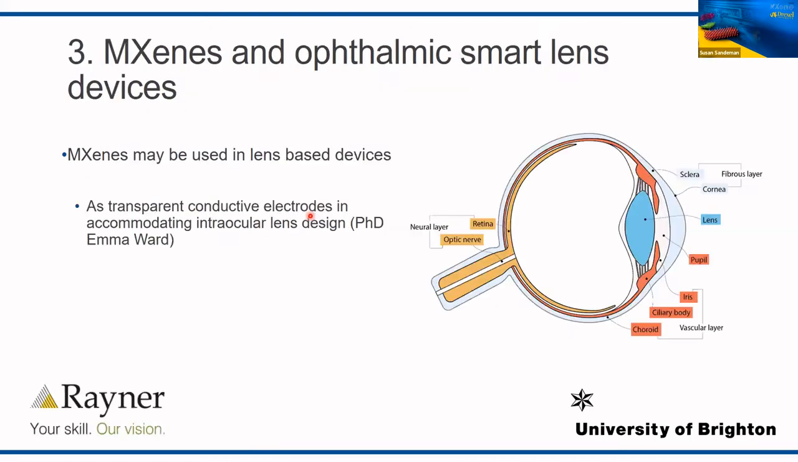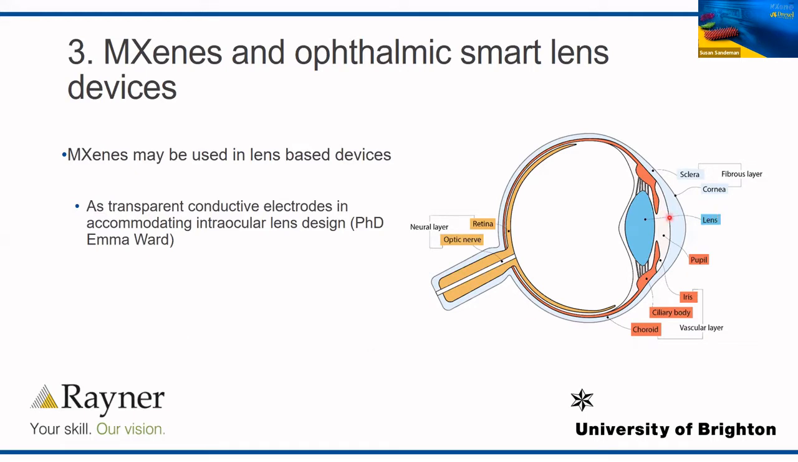chronic conditions. So finally, and as I draw to a close, I just want to touch on MXenes and smart lens devices. So we talked about MXenes and targeting particularly life-threatening infection, but there are other applications for MXenes and targeting hyperinflammation, both for chronic disease, but also in the diagnosis of infection. And so we've been looking at, with a company called Rayner Intraocular Lenses, the use of MXenes and ophthalmic smart lens devices, starting with Emma Ward's PhD, looking at accommodating intraocular lens design.